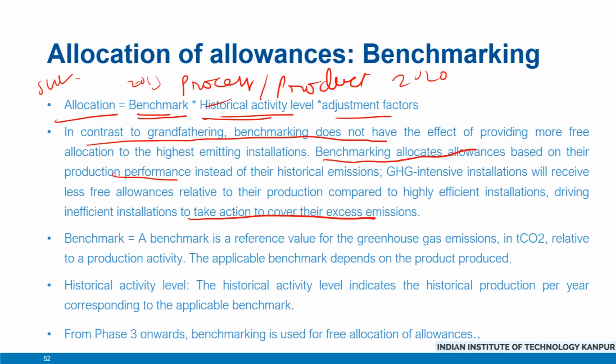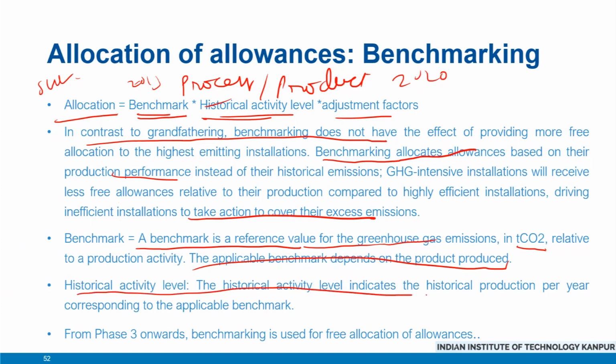Also, when we use the word benchmark here, essentially a benchmark is a sort of reference value for the greenhouse gas emissions, in equivalent CO2 emissions or carbon emissions, relative to a production activity, coming from the most efficient installation. So the applicable benchmark depends on the product being produced by whom? By the efficient installations using the same process in the same industry sector. Also, there is something called historical activity level. This historical activity level indicates the historical production per year corresponding to the applicable benchmark. And from phase 3 onwards, benchmarking is used as the default method for allocation of allowances.